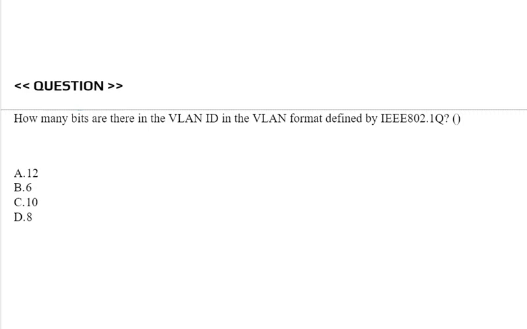Next question is, how many bits are there in the VLAN ID in the VLAN format defined by IEEE 802.1Q? Option A, 12. Option B, 6. Option C, 10. Option D, 8. Correct answer is option A.